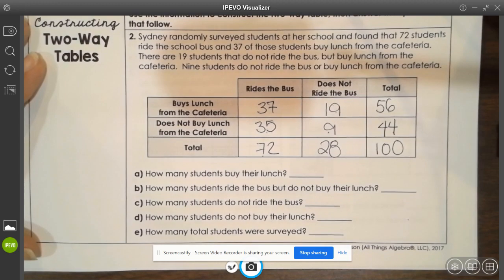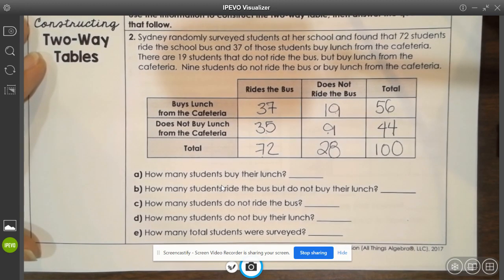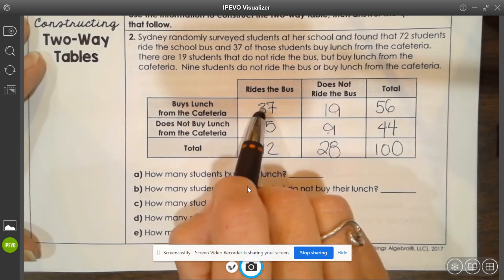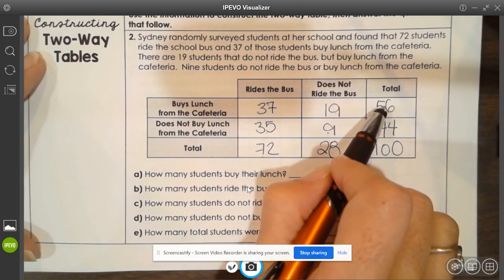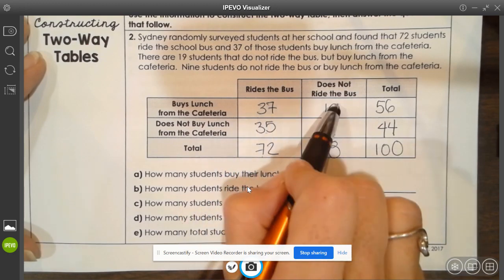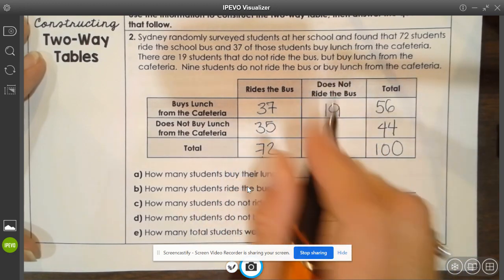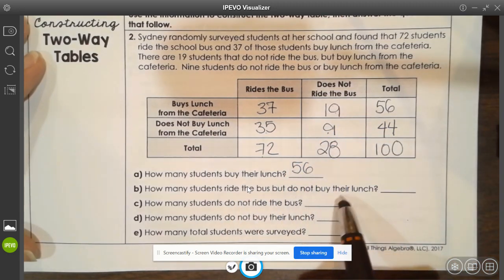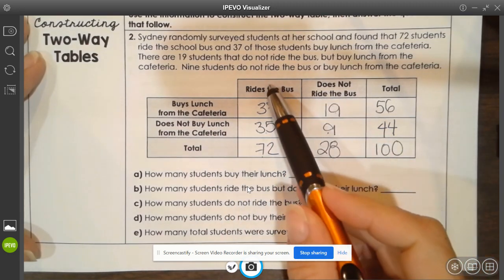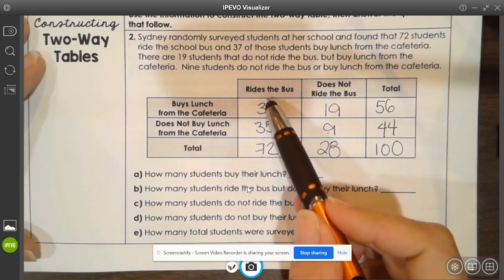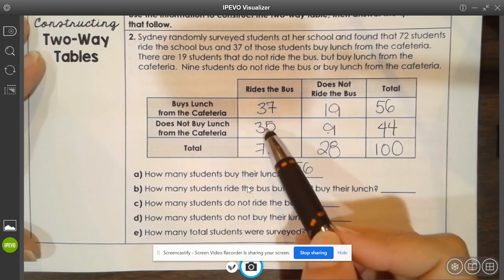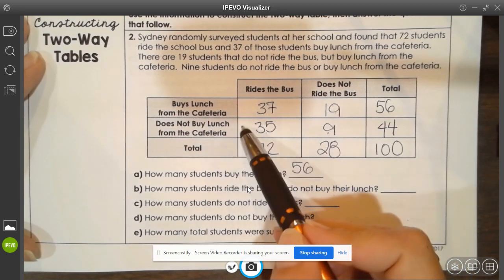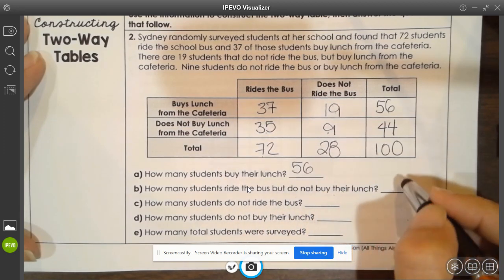So it says, let's analyze this table here. So how many students buy their lunch? Well, total students that buy their lunch is 56, right? They're not asking you if they ride the bus or not. They're just asking you for the total here. So that's 56. How many students ride the bus but do not buy their lunch? So this is this number right here, right? They ride the bus but do not buy the lunch. So that's 35.